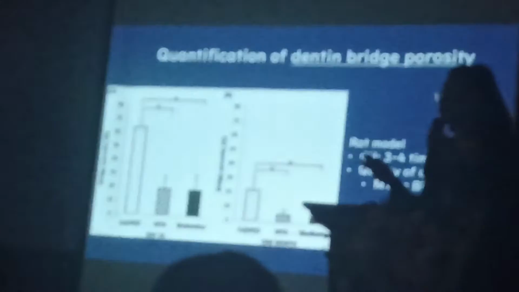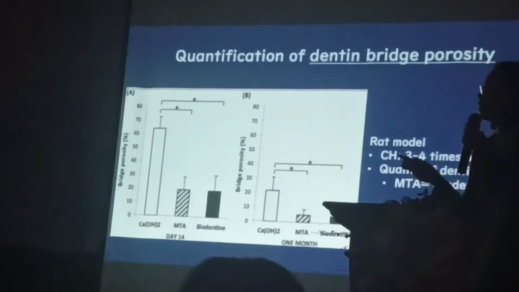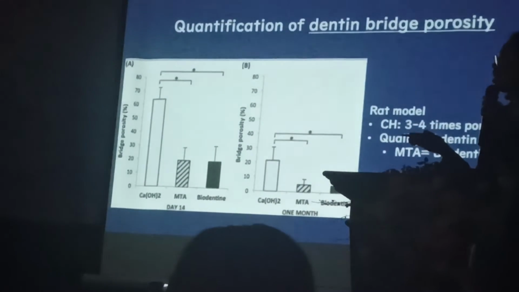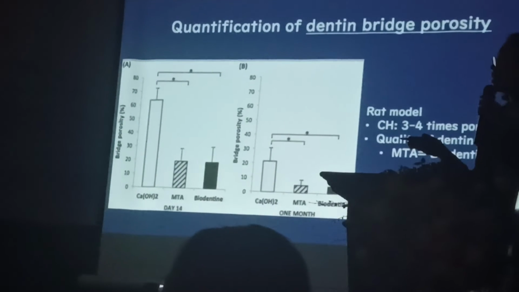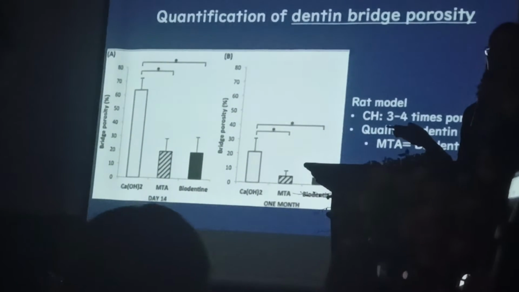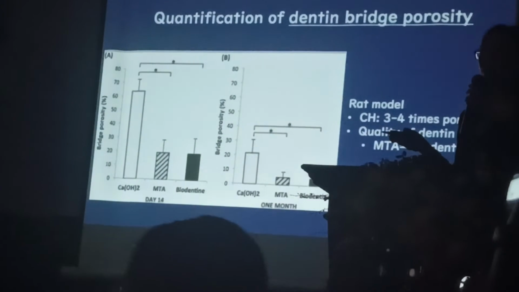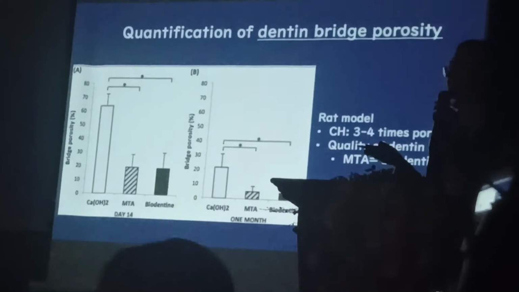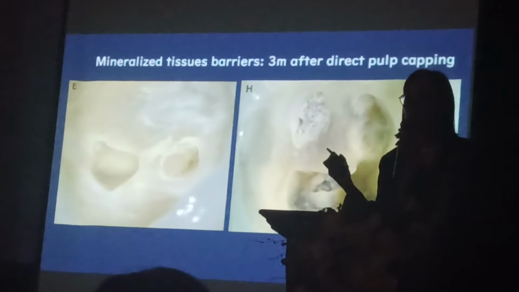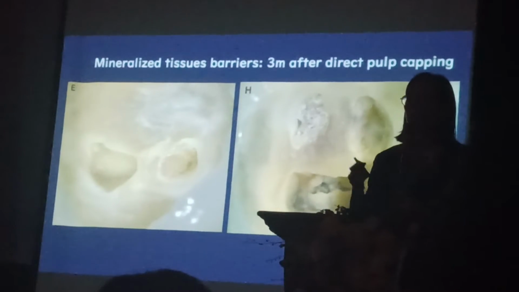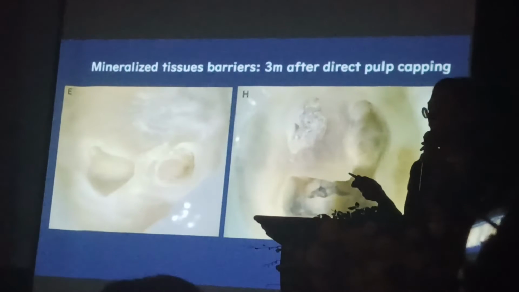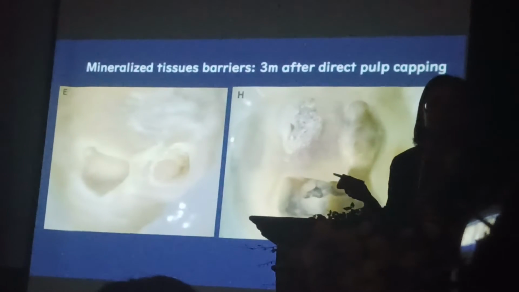And Professor Tran, I think he's from Ho Chi Minh, showed in his study that, compared to calcium hydroxide, MTA and Biodentine did a lot better in the past. Dentin bridge porosity was a lot less than with calcium hydroxide. And Ricucci later showed in this picture, he did direct pulp capping and went back in again and took the picture. Can you tell which one is from calcium silicate and which one is from calcium hydroxide?